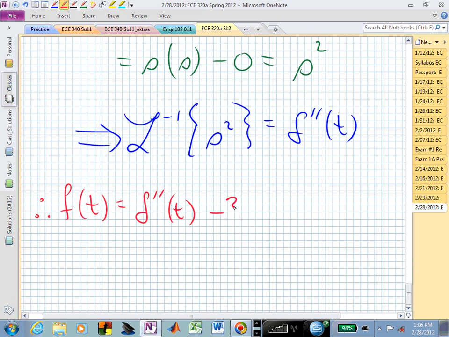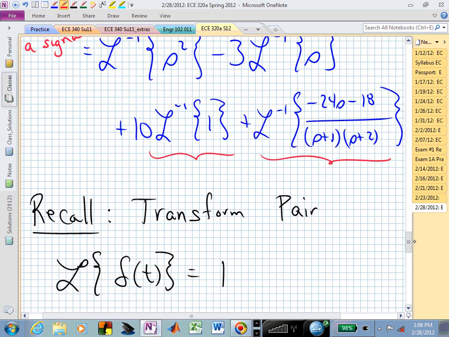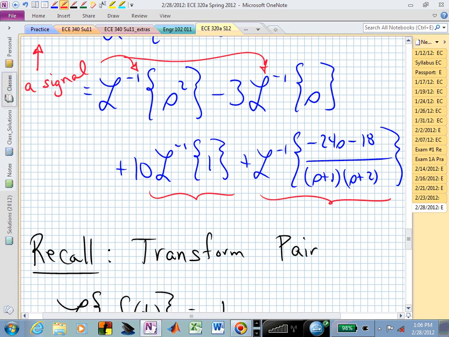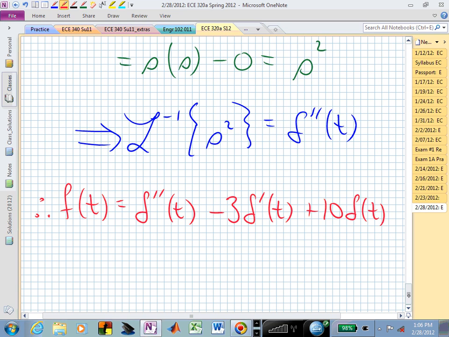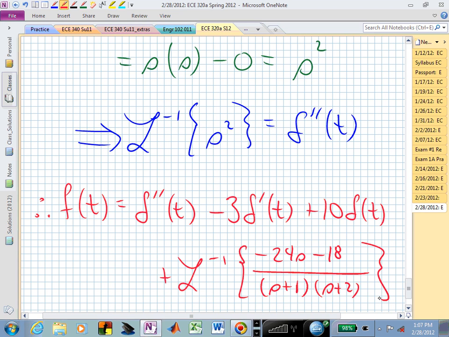We have minus 3 times the inverse Laplace of s plus 10 times the inverse Laplace of 1. The inverse Laplace of 1 was the impulse. So we have 10 weighting the impulse. And finally, we have plus the inverse Laplace transform of minus 24s minus 18 all over s plus 1, s plus 2. And that's really what we want to concentrate on now.